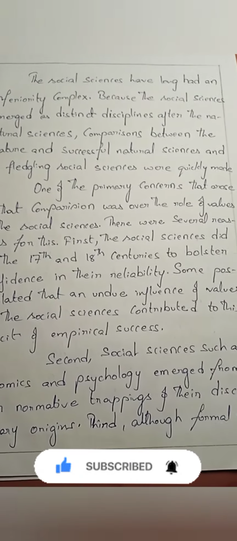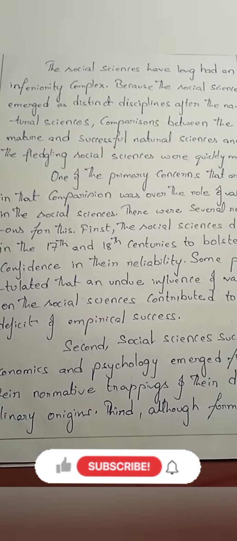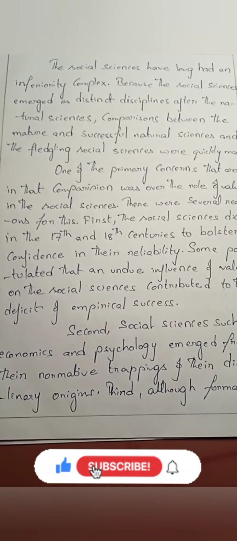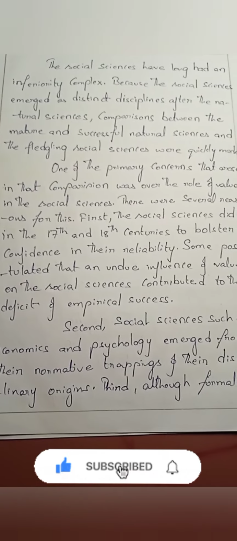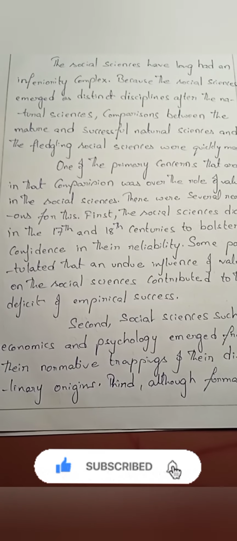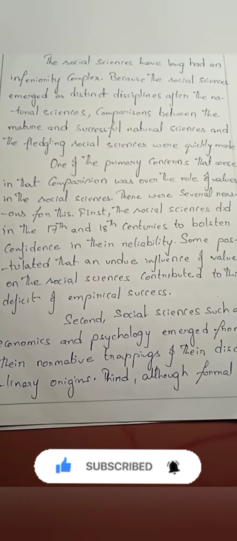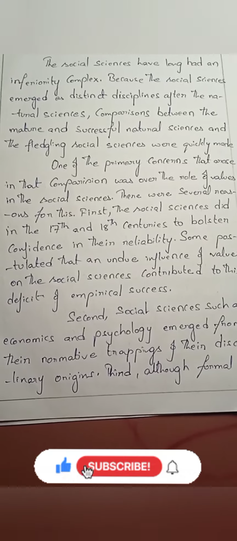The social sciences have long had an inferiority complex because the social sciences emerged as a distinct discipline after the natural sciences. Comparisons between the mature and successful natural sciences and the fledgling social sciences were quickly made. One of the primary concerns that arose in the comparison was over the role of values in the social sciences. There were several reasons for this.